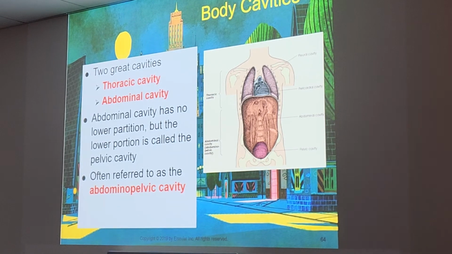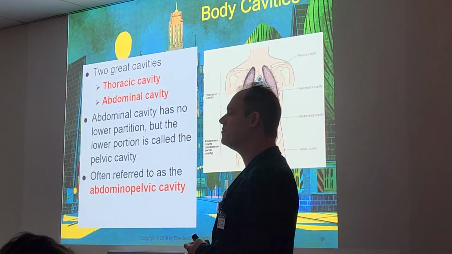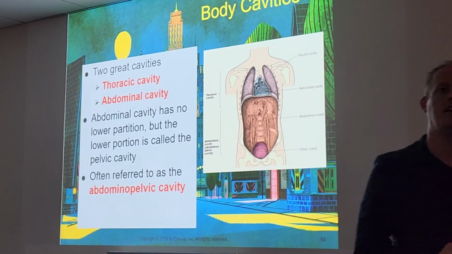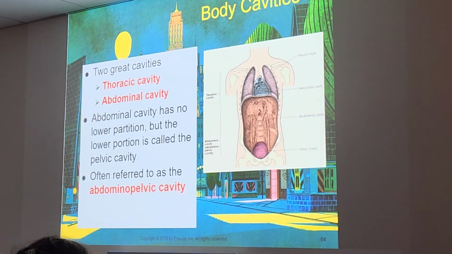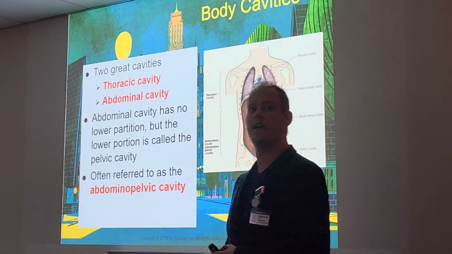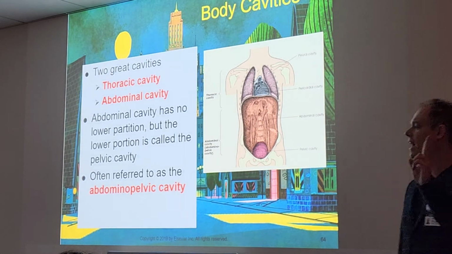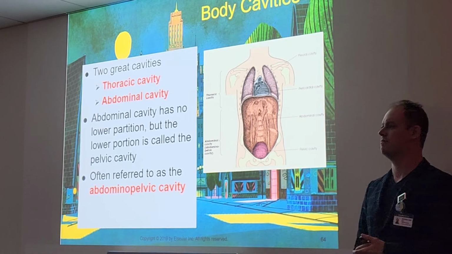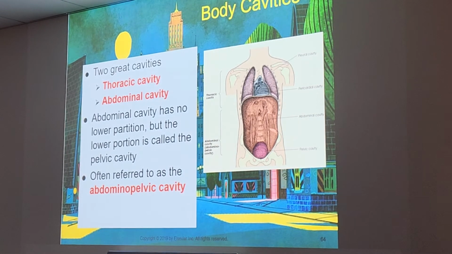All right, so we're going to move on to our body cavities now, which contain a majority or all, but most of all of our internal organs. We have two what we call great cavities in the body. There's the thoracic cavity and the abdominal cavity. We're going to break these down individually and list what the major organs are found within these cavities of the body. Now, the abdominal cavity specifically has no lower partition that we call, but the lower portion is called specifically the pelvic cavity. And also the abdominal cavity can often be called the abdominopelvic cavity. So even though we classify two cavities, they have a little subcavity in there that's called the pelvic cavity that we're going to break down as well. But it still falls under abdominal cavity technically, which is why it's sometimes called abdominopelvic cavity.